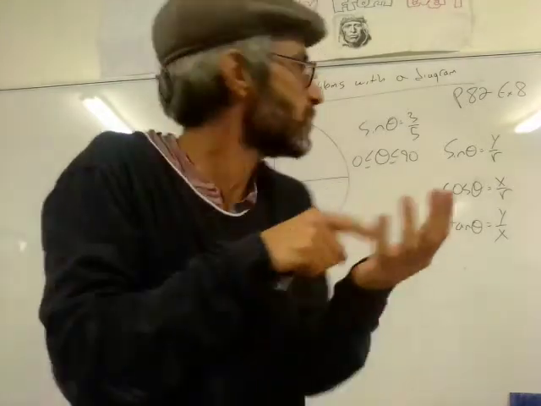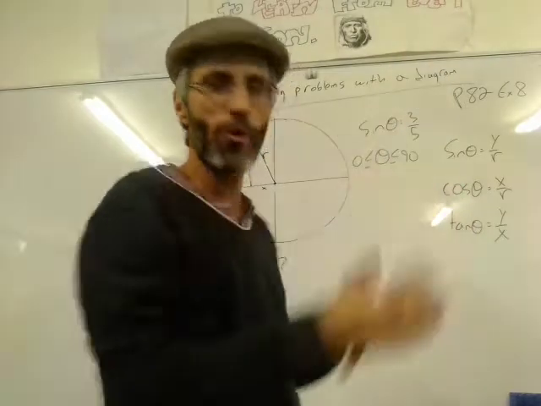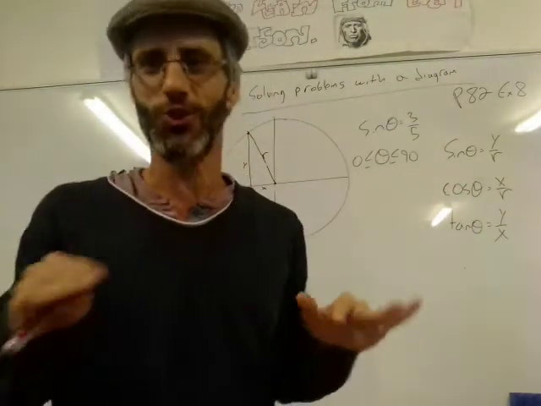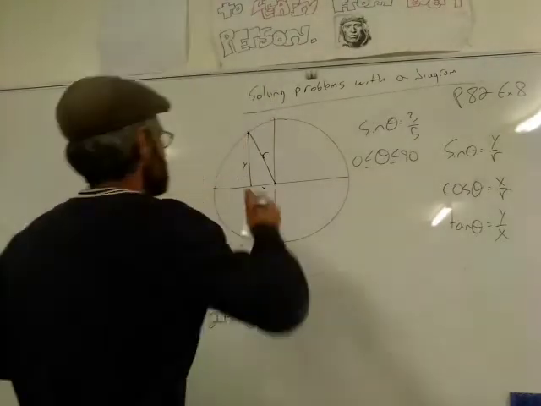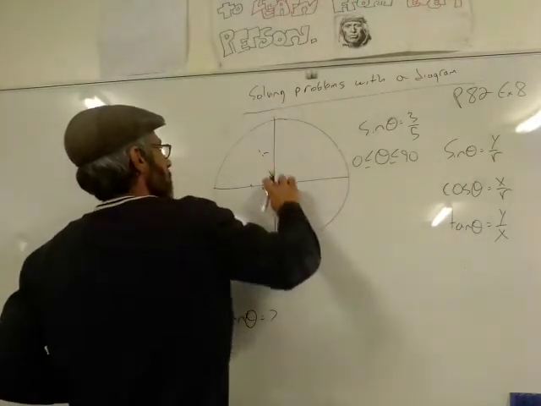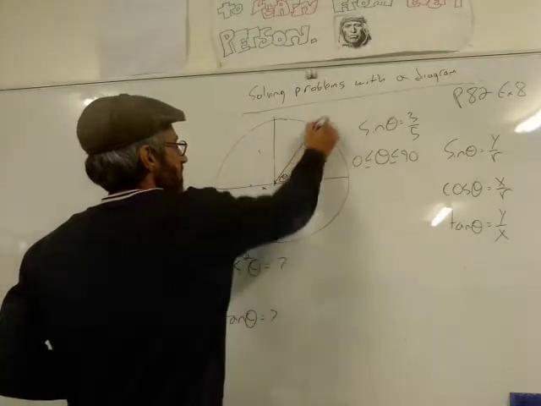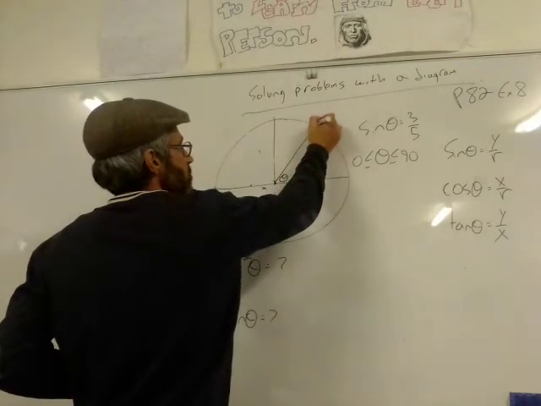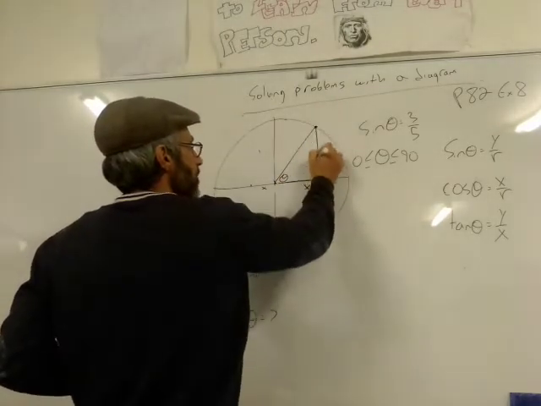On the calculator, you'd just do shift sine, put in 3 over 5 and find theta. But you're not allowed to do that. You've got to use a diagram. How do we do that? Okay. So the first thing to realize is that theta is somewhere here. So let's say this is theta. In other words, this is my x, and this is my y.